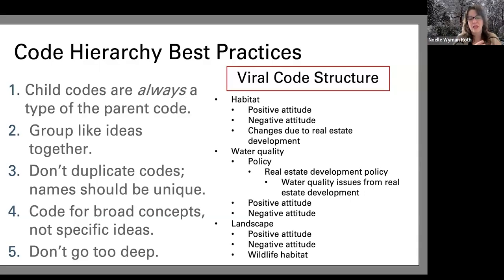Under water quality, policy is not a type of water quality, but perhaps we're particularly interested in that. And we dig into real estate development policy and water quality issues from real estate development policy. But what if the water quality issue is not from real estate development or policy? Then we have to create a new one. And so you end up with code proliferation because you're creating codes for every single instance of something. And here we only have 3 parent codes. With this code duplication, imagine we had 20 parent codes.